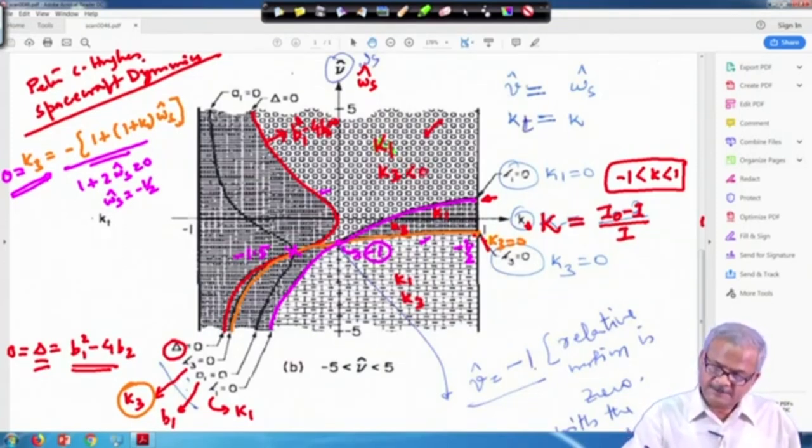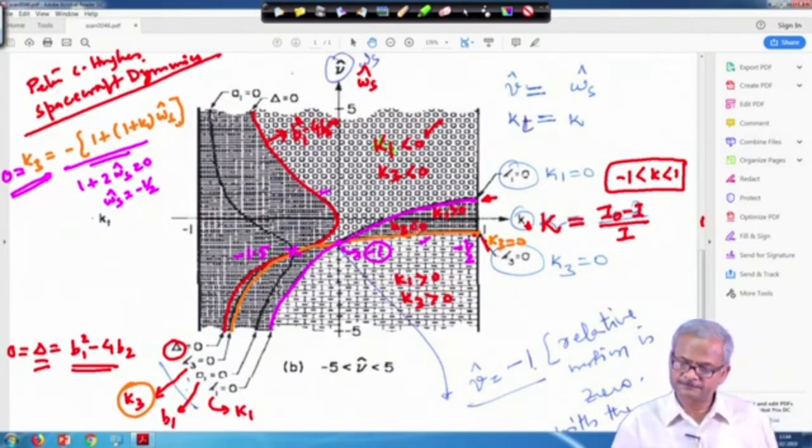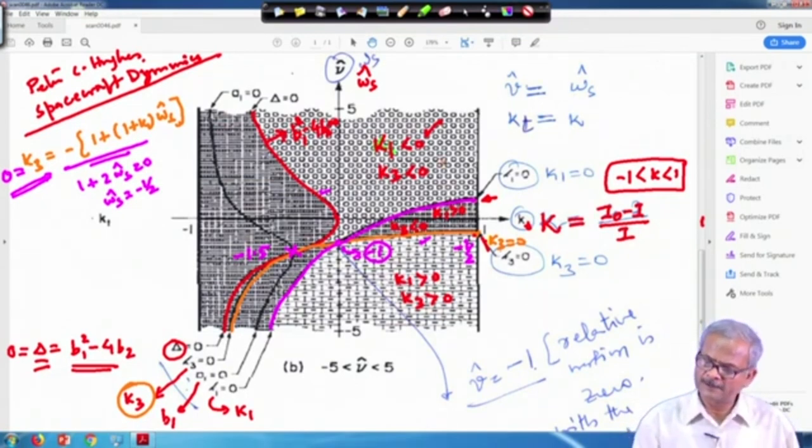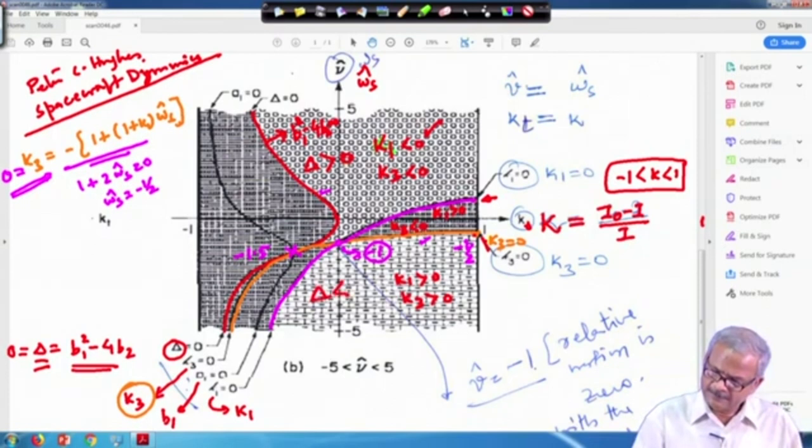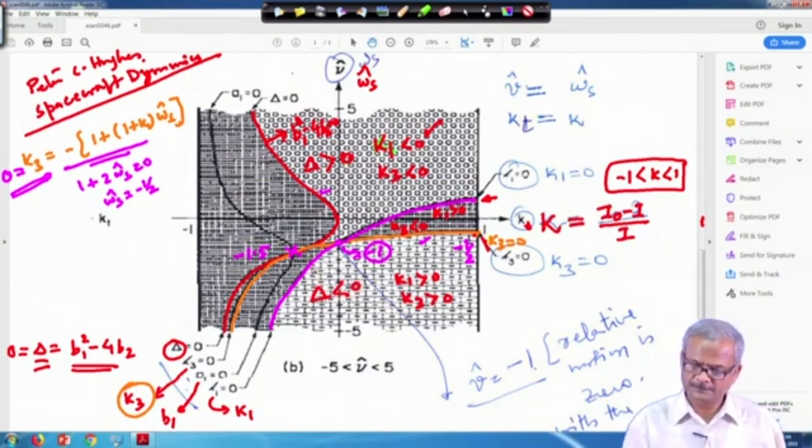So, here k3 is less than 0 and k1 is also less than 0, while here in this range k1 is greater than 0, k3 is also greater than 0. In this part k1 is greater than 0 and k3 is less than 0. Okay, this you can just check by putting various points in this region and in this region, and so on. Similarly, here the quantity delta will be greater than 0, while here in this range delta will be less than 0. Which is shown here by this bounded line like this from this place.